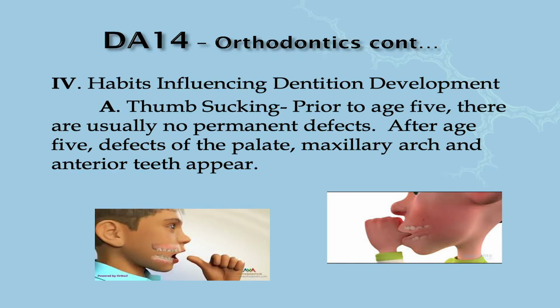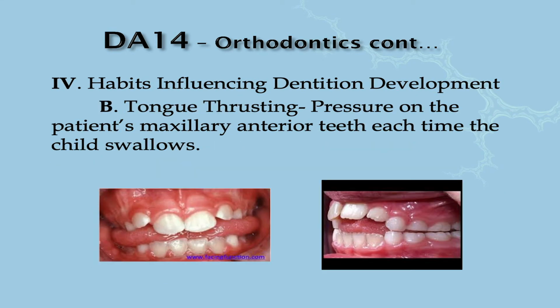So let's start with thumb sucking. If the patient quits sucking their thumb prior to age 5, there's usually no permanent defects. After age 5, though, we will start to see defects of the palate, the maxillary arch, and the anterior teeth. Tongue thrusting is pressure on the patient's maxillary anterior teeth each time they swallow. So instead of pushing off the roof of their mouth, they push on those front teeth, which actually causes the front teeth to kind of flare out.